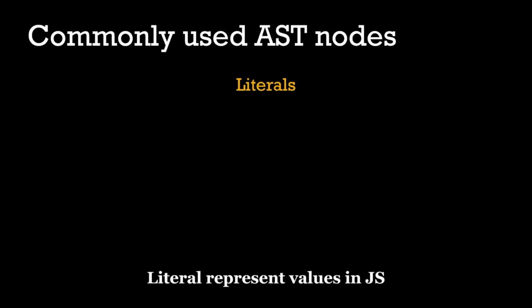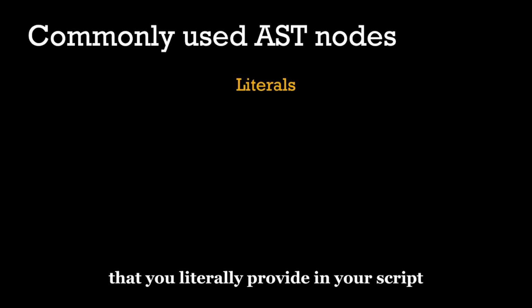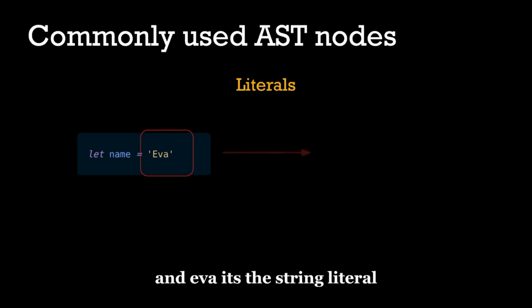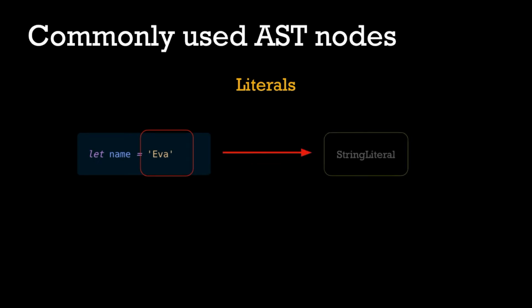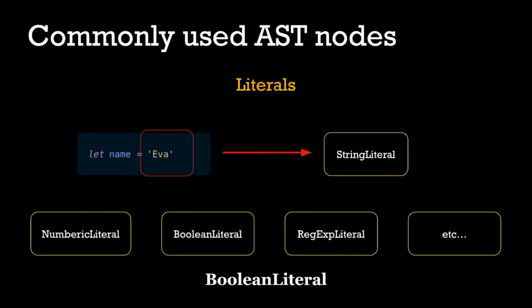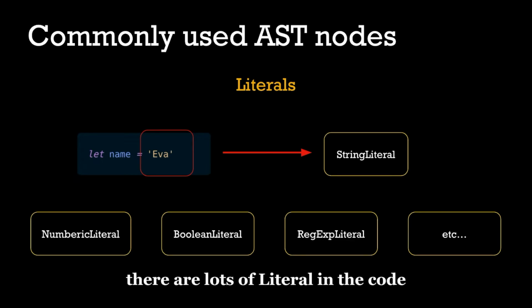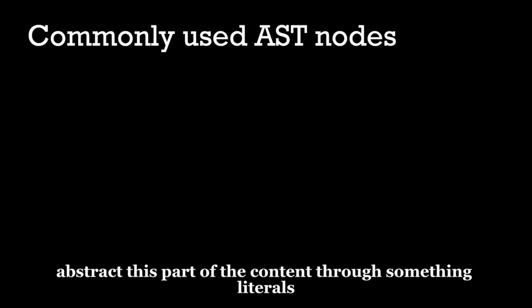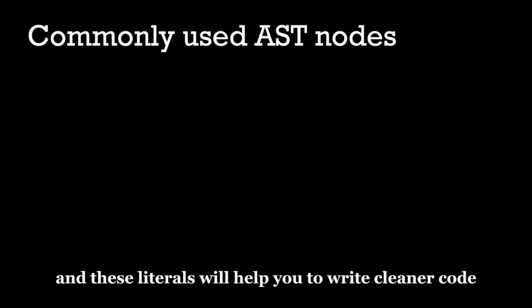Literals represent values in JavaScript, and these are fixed values, not variables, that you literally provide in your script. For example, let name equals 'Eva', and 'Eva' is a string literal. And there are also numeric literals, Boolean literals, regular expression literals, etc. There are lots of literals in the code, and Babel abstracts this part of the content through literal nodes, and these literals will help you to write cleaner code.